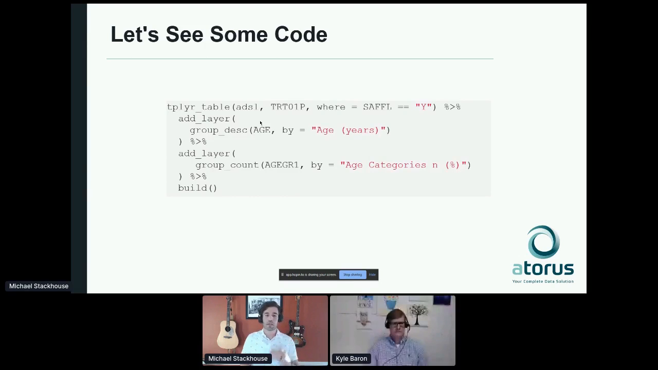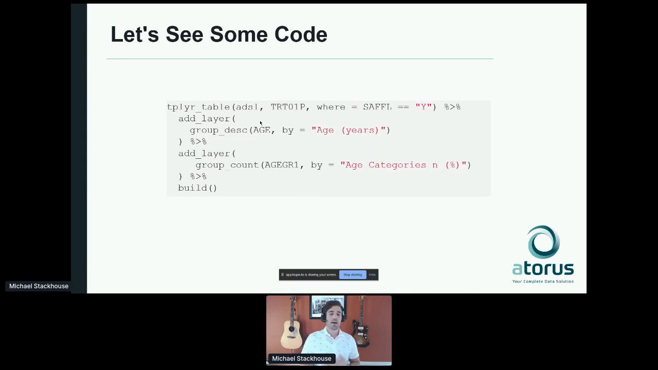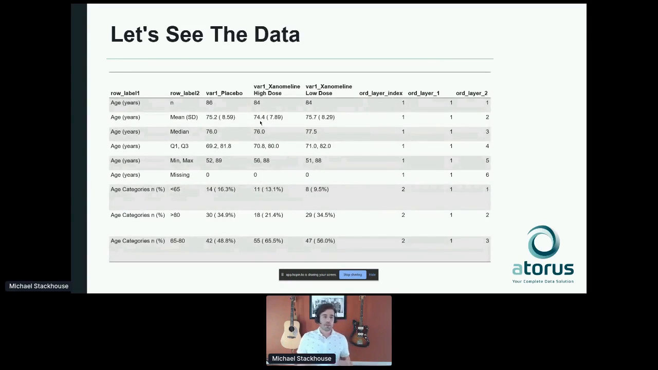And then to do the next count summary, I'm going to do another layer, and I'm going to do group_count to do a counting layer. I'll do age group 1 as my variable. I apply my row label, and then the build function is going to give that data frame back to you. And this is the data set that you're going to get back from that summary. And this is using the CDISC data, which you can see up on GitHub from the CDISC pilot replication that we did. And we have links to get this data if you want to use it for yourself.